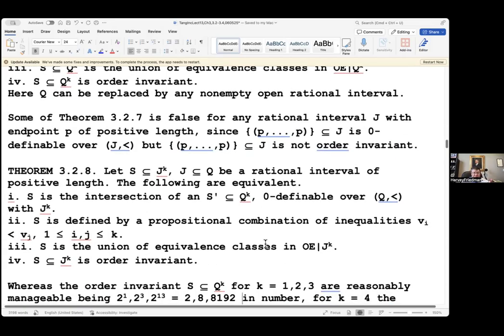All right, if you have a rational interval of positive length, the following are equivalent. And here you might have endpoints. S is the intersection of a zero definable set in the whole space with J to the K. And S is defined by a propositional combination of equalities. And S is the union of equivalence classes in OE slash J to the K. And S is order invariant.